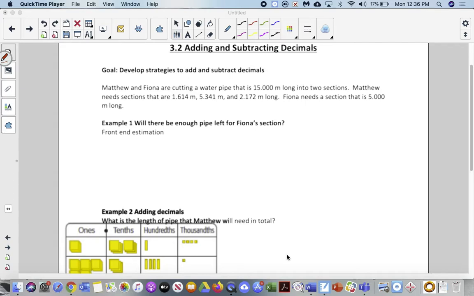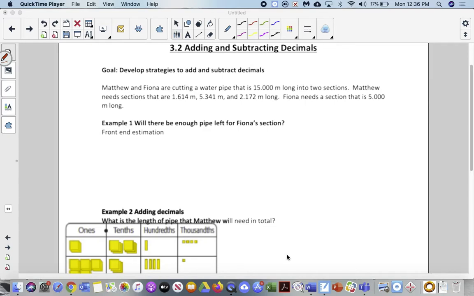Matthew and Fiona are cutting a water pipe that is 15.000 meters long into two sections. Matthew needs sections that are 1.614 meters, 5.341 meters, and 2.172 meters long. Fiona needs a section that is 5.000 meters long. Example 1. Will there be enough pipe left over for Fiona's section?